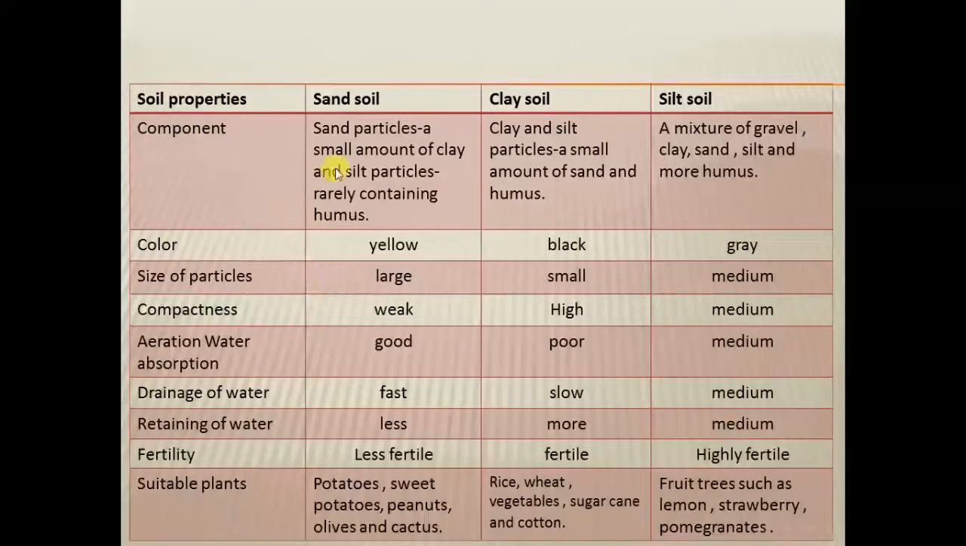So which one is the smallest one? Yes, it's the clay. Clay is the smallest one, it has small particles. Then you have the silt. Yes, right, it's medium. Then we have sand. It has large particles.